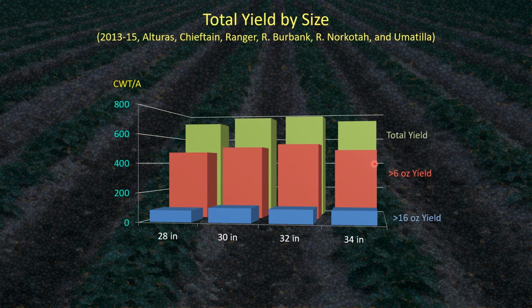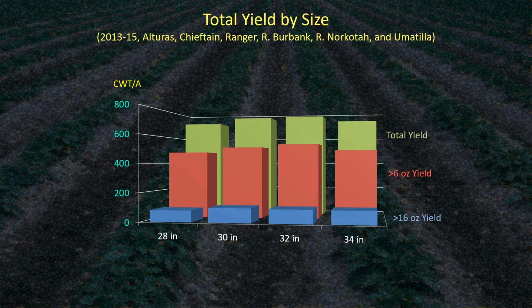What we see is it really didn't change as we planted closer together. Plants are adjusting tuber number per plant, and what we saw is actually at 32 inches, we got a little more of a bump in size profile for greater than 6-ounce yield. But the greater than 16-ounce yield really didn't change much until you got to 28 inches.